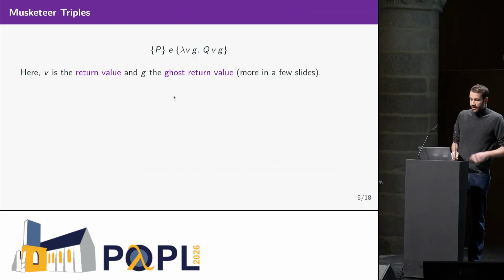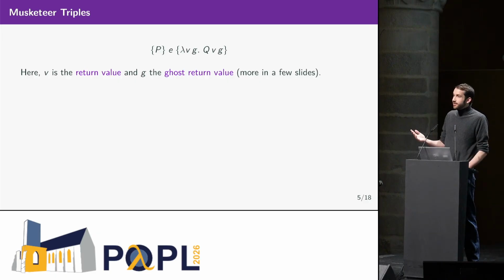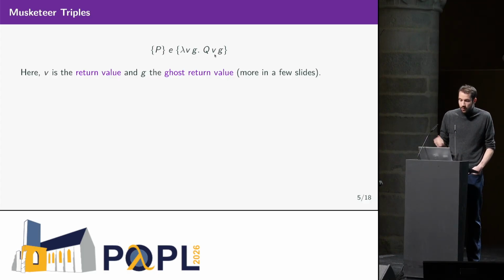So this is Musketeer triples. Musketeer looks like a standard separation logic. You have a triple here, an expression being verified, the precondition P and the postcondition Q, except that the postcondition is parameterized by the return value, V, and a ghost return value. I will say more in a few slides.